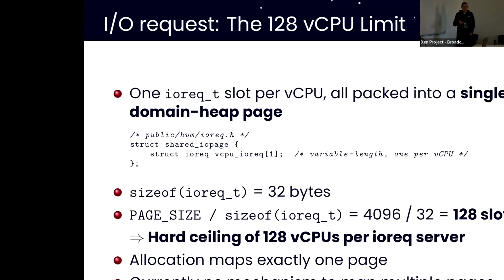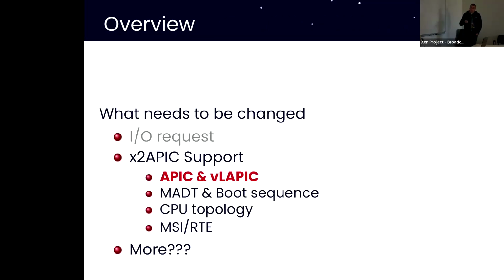So what we would have to do is to allocate multiple pages. Currently, it exactly maps one page, and there's currently no mechanism to map multiple pages. So this needs to be extended in order to support this. This was one of the problems. For the first one, I implemented a prototype with multiple I/O request pages for guests, so the guest can have more I/O request channels.